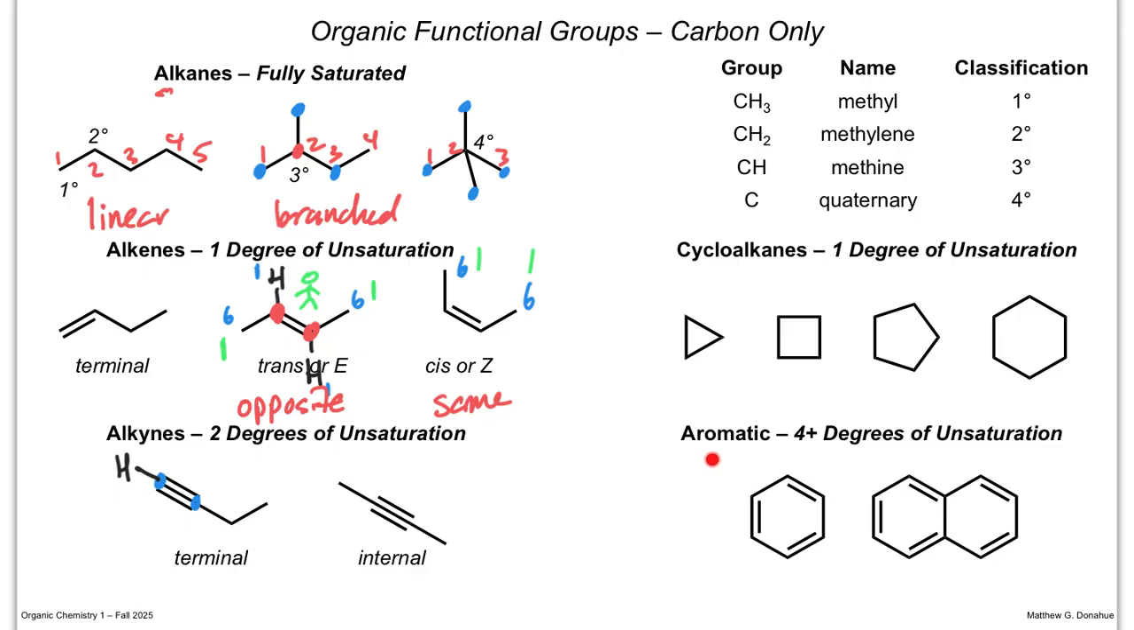And then another class of carbon, hydrogen. Yeah, question? Basically, even if there are no pi bonds, because it's a ring, it would always have 1 degree of unsaturation. Right.